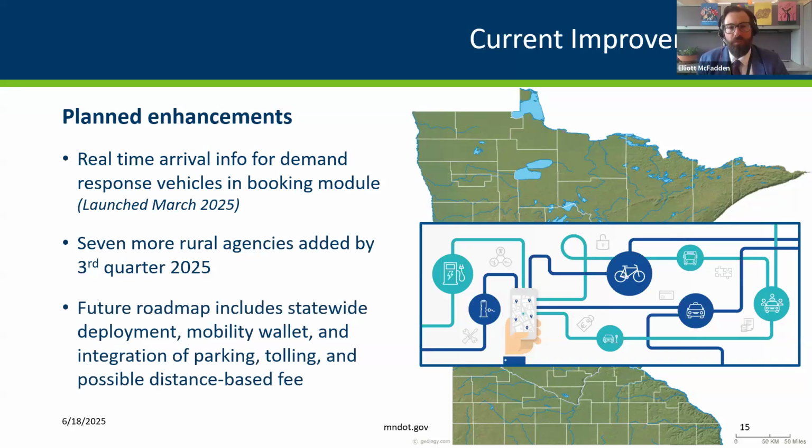And then on our future roadmap, we're looking at statewide deployment, how we can do things like a mobility wallet where we're bringing in lots of different services and having a single payment area, integration with other sorts of transportation like parking, tolling, and a possible new distance-based fee that could eventually replace the gas tax. And then thinking about, especially in urban settings, how we can use the MaaS platform to help influence changes in behavior and get folks to ride transit and shared mobility options more often.